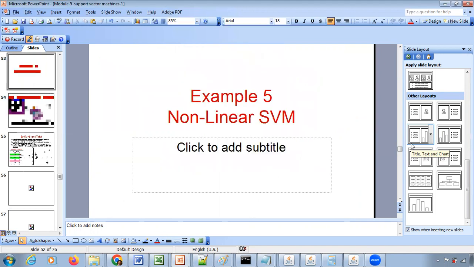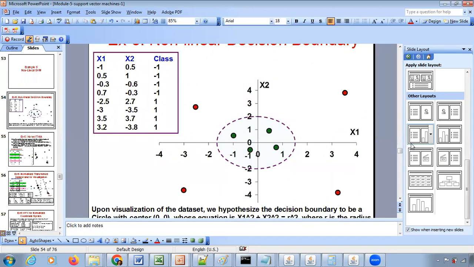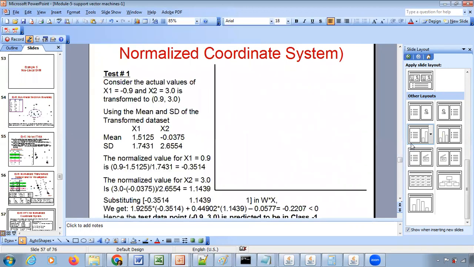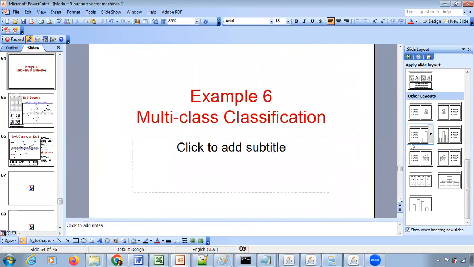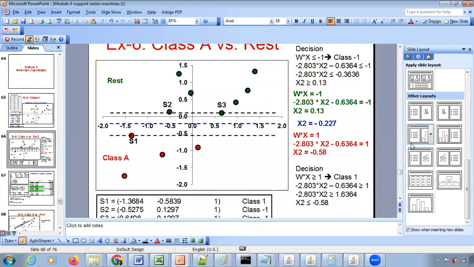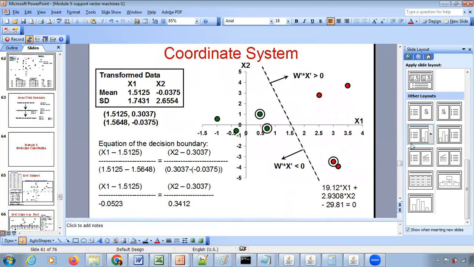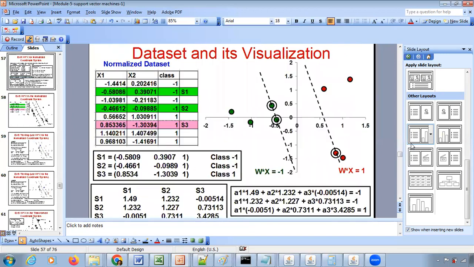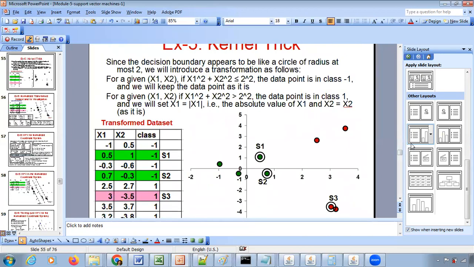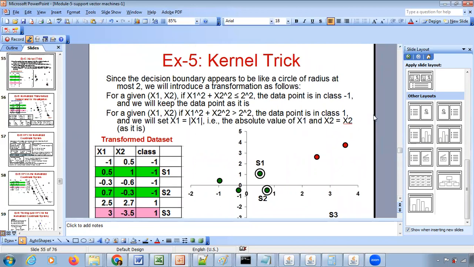So this is another example of a kernel trick which I do want to show. We'll look at this after a break.